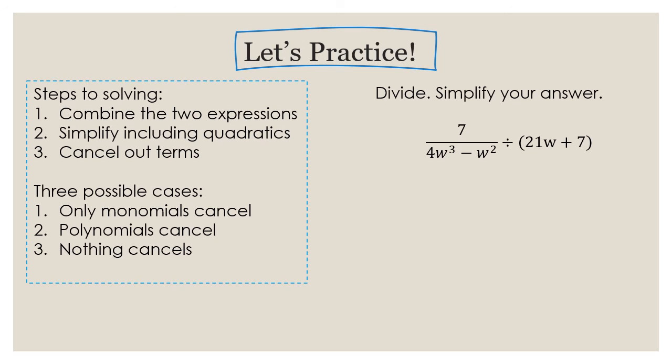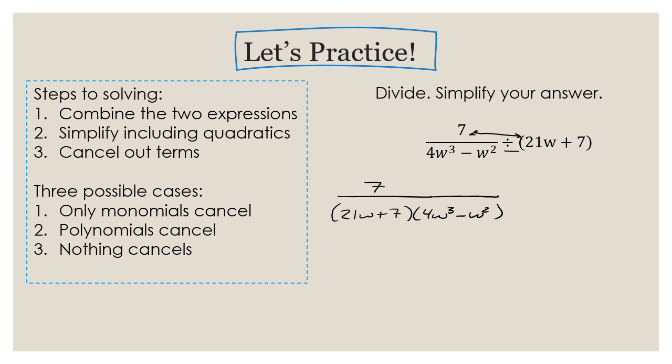Okay, now we're doing division. So in division, rather than combining the numerator and the expression, I'm going to combine it with the denominator. So now I'm going to have 7, and then on the bottom, I'm going to have 21w plus 7 times 4w cubed minus w squared. Do not FOIL this, because if I FOIL it, it's only going to get more complicated and I can't cancel things. So I'm going to jump to step 2.